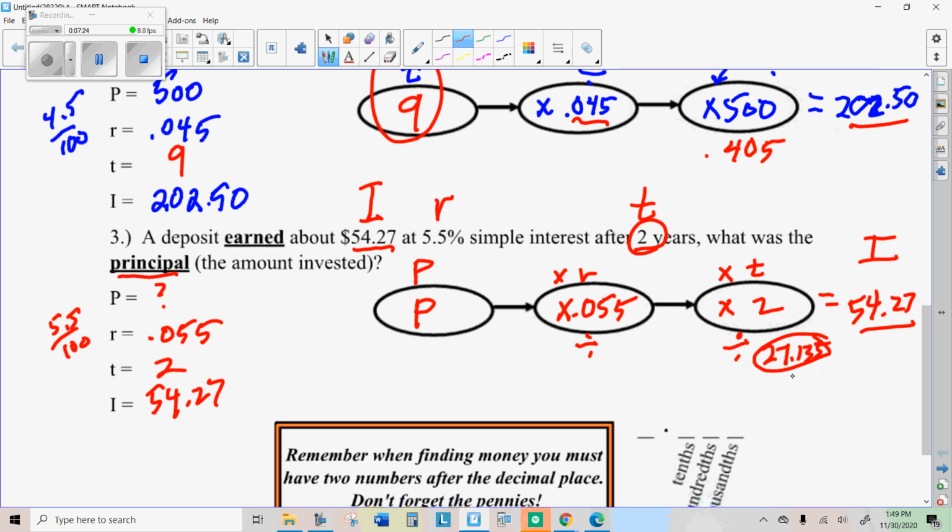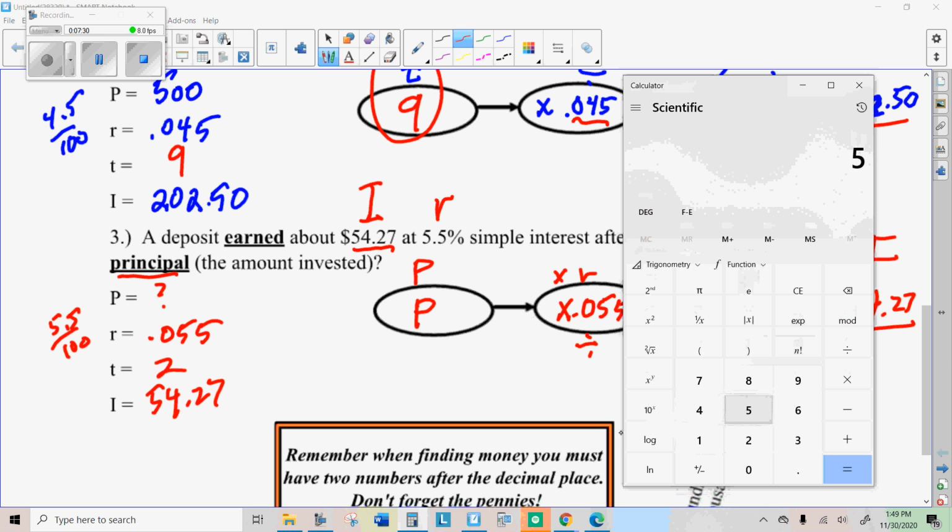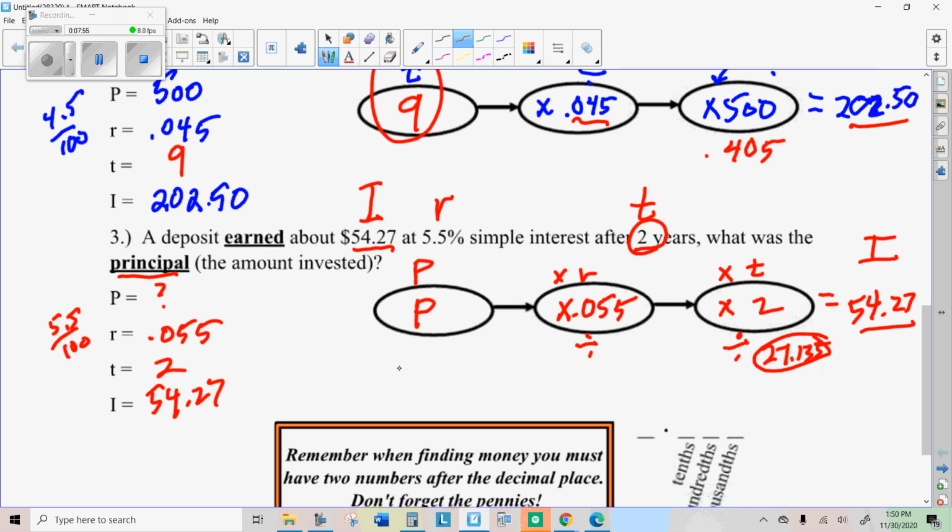Oops, I must have misstepped in there. I think I forgot to hit equals. 54.27 divided by 2 divided by 0.055. Okay, and so my principal amount is, that looks like I did it right, 493.36. Remember, you always round money to the nearest hundredth place.